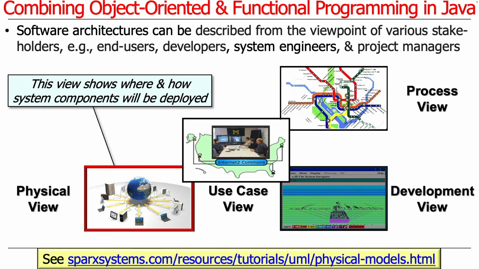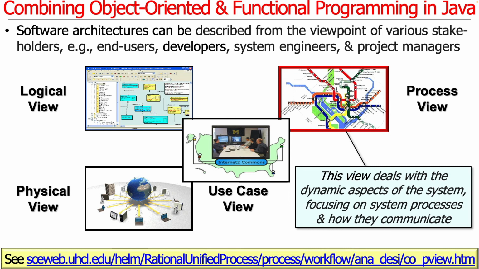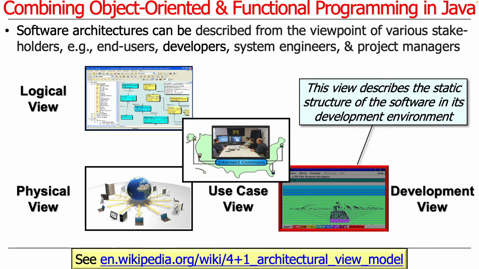There's also the physical view, which shows where and how the system components will actually be deployed, for example, in computers in a cluster, on a cyber-physical system that's embedded, and so on. There's also a process view, which deals with the dynamic aspects of the system, focusing on system processes and how they communicate. Once again, objects are particularly important to be able to provide the appropriate boundaries for communication and interaction. There's also the development view, which describes the static structure of the software in its development environment. For example, where are files placed within folders in order to provide the appropriate hierarchical decomposition of the software structure.